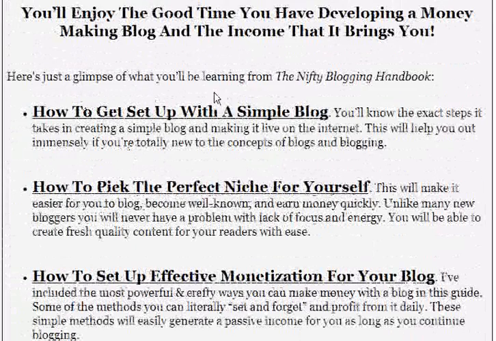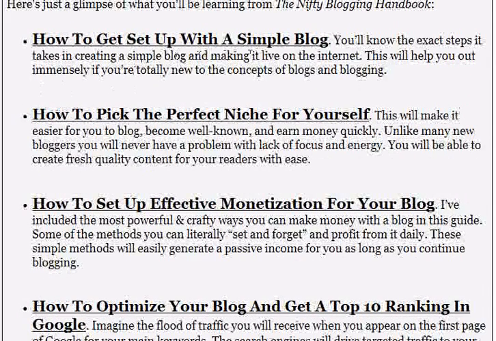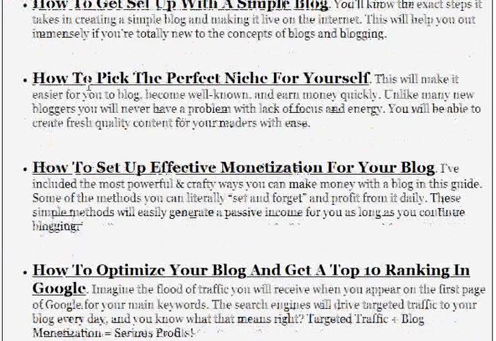Okay, here's just a glimpse of what you learn from the Nifty. Okay, and here you describe the benefits of the book. How to get set up with a simple blog. You know the exact steps it takes in creating a simple blog. Make it live and intelligent. This will help you out immensely if you're totally new to blogging.